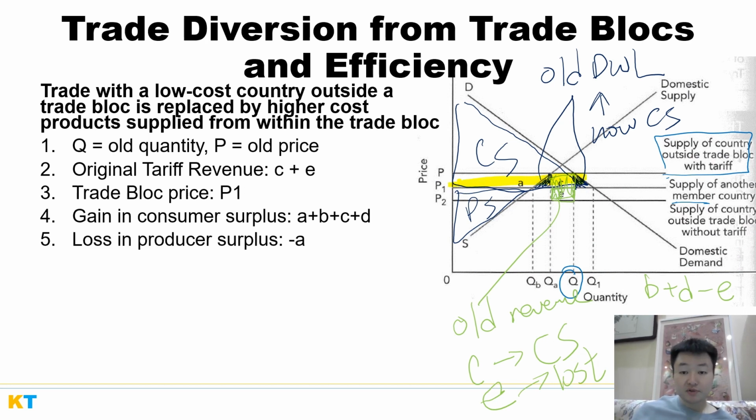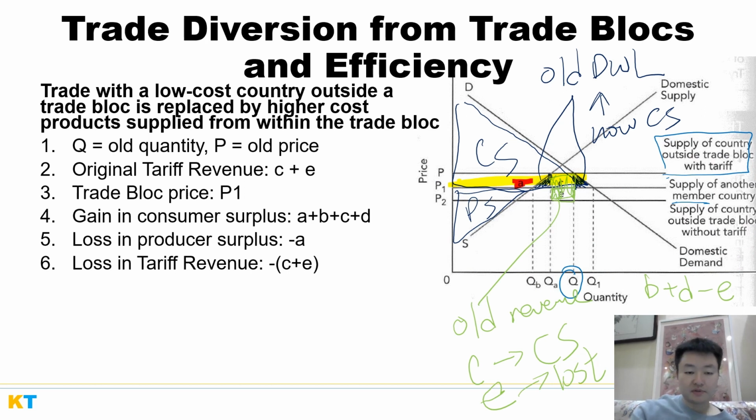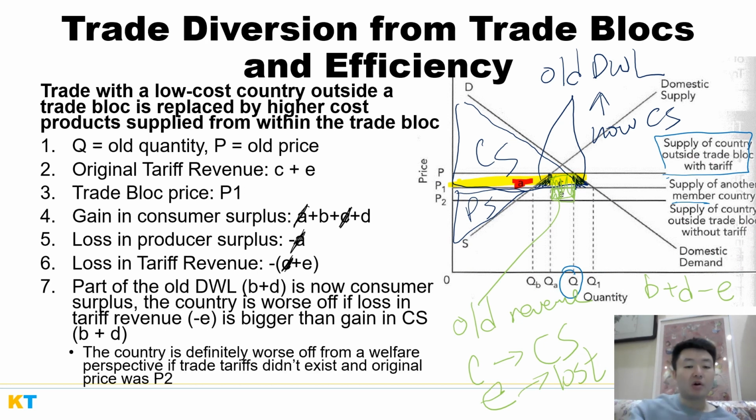The loss in producer surplus is going to be A. But this loss in producer surplus is, again, replaced by consumer surplus. So the two really cancel out. We lose tariff revenue. That's no longer something that the government receives. But this also cancels out, right? C's cancel out because C becomes a part of the consumer surplus. So part of the old deadweight loss, B and D, is now consumer surplus.